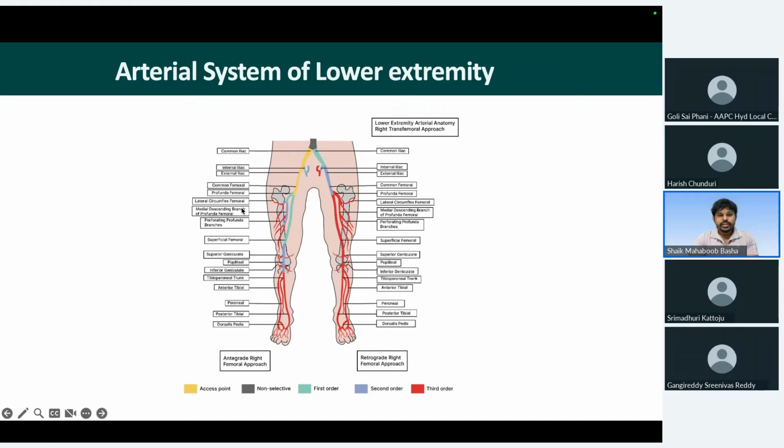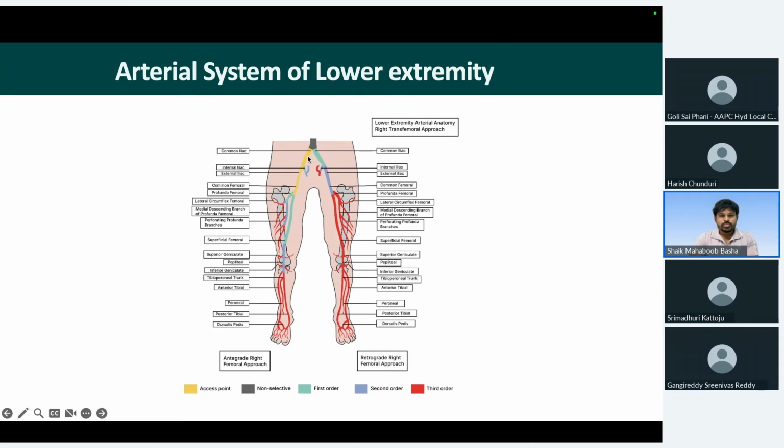Now, here you can see the names of all the arteries of the lower extremity. To access these arteries, where should the physician do the puncture and enter inside, which arteries will be considered non-selective, which arteries will be considered first order, how many arteries fall under second order, and what are the arteries considered third order? All these things we can see here with the color differentiation. As we discussed in the previous session, non-selective and selective, how the orders work, and what guidelines to follow to code orders, this is the continuation of that.